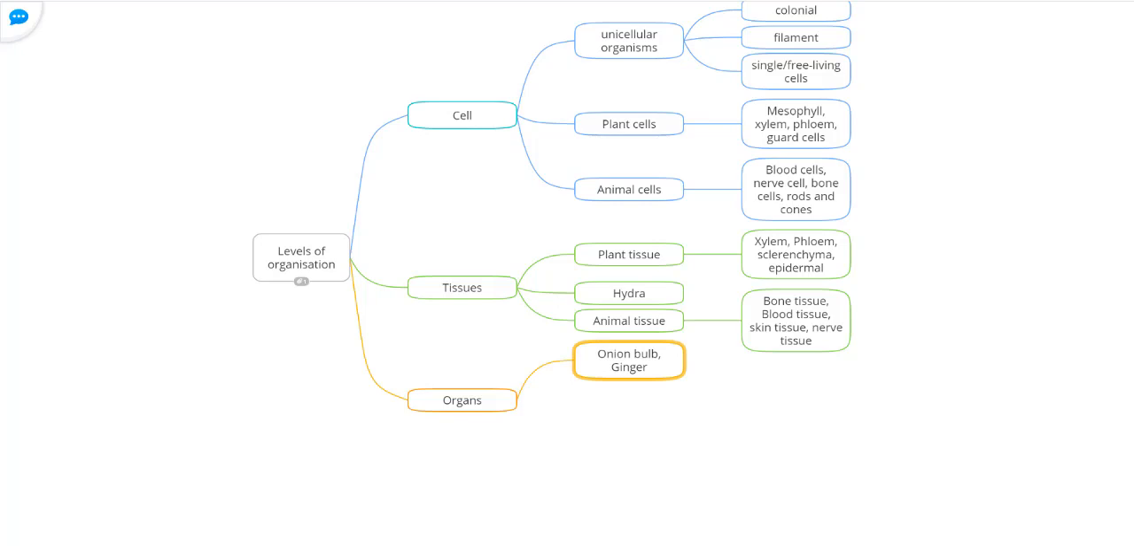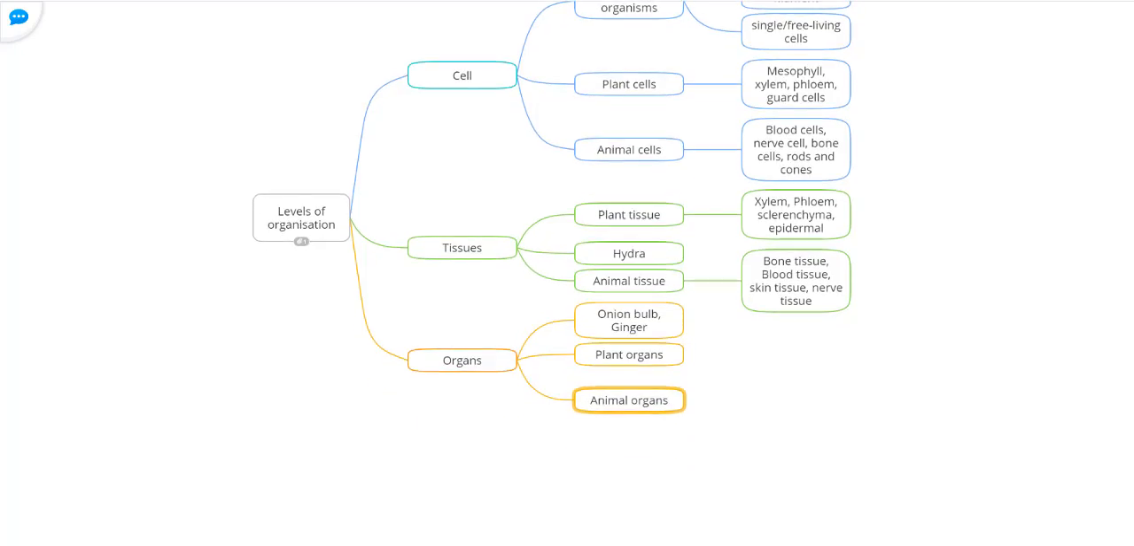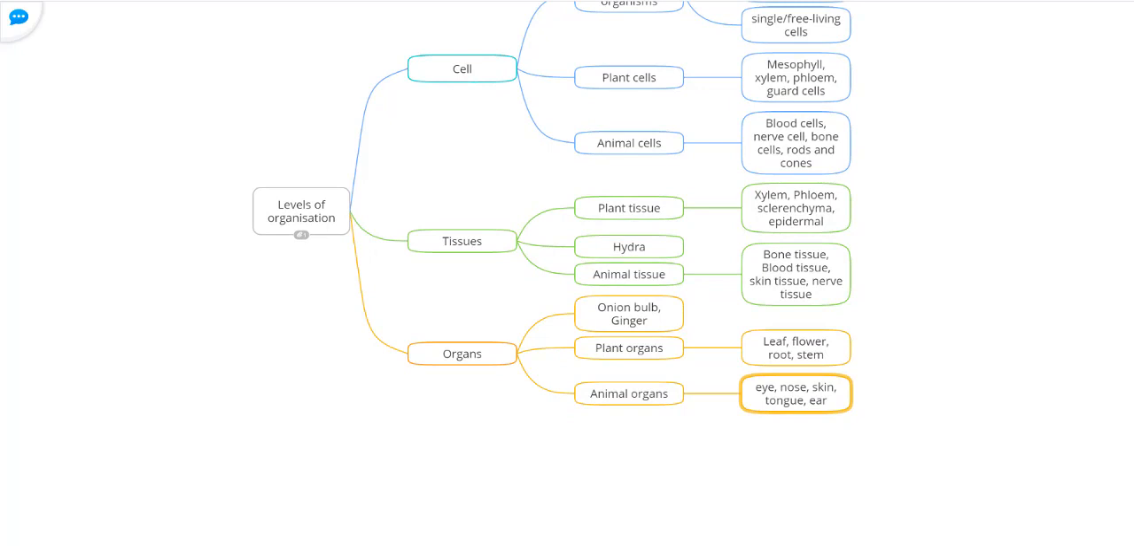And when you have whole entire organisms being made up primarily of tissues, we can talk about things like the onion bulb as well as ginger. Of course, we equally have organs within the plants, just as we have organs within the animals. For plant organs, the typical examples include the leaf, the flower, the root, the stem. For animal organs, we have the eye, the nose, the skin, the tongue, the ear.